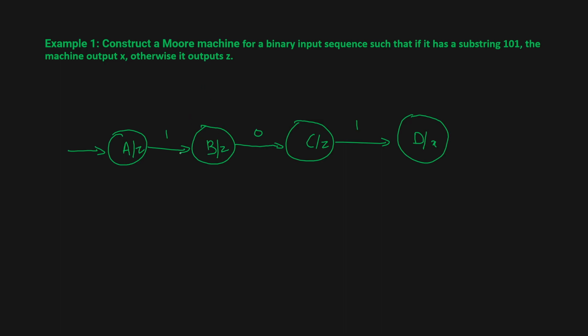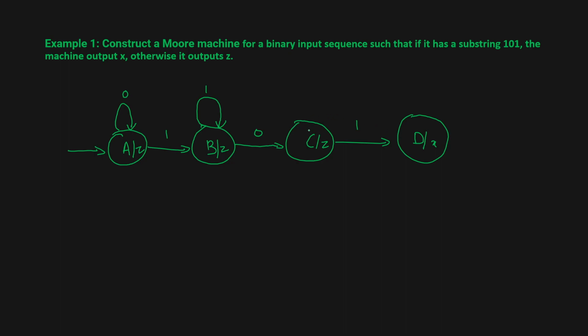Now we have seen what happens in state A. If you get 1, we go to B. What happens if you get 0? You go to state A itself. What happens in state B if you get 1? If you get 1, you go to B itself. Why? Because let's say the sequence is like 1 1 0 1, you're still having 101.